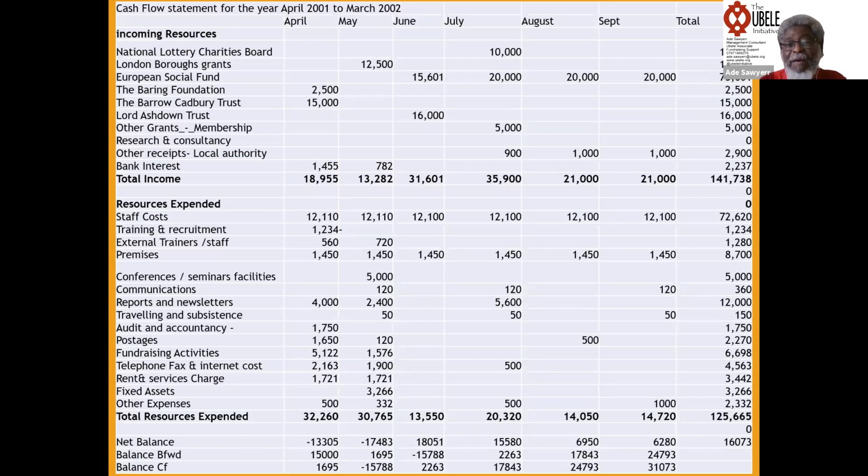We realize that staff costs every month, we pay for it. Cost of training and recruitment is at the start.